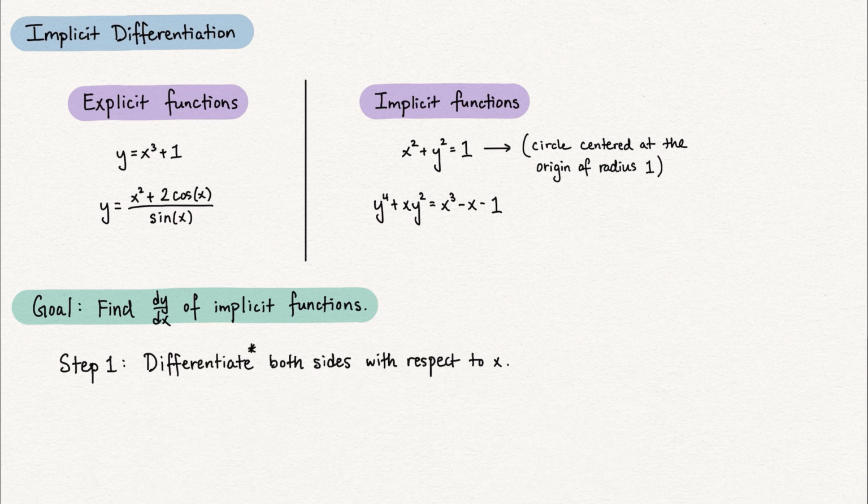Step one is to differentiate both sides of our implicit function with respect to x. And I'm going to leave an asterisk on differentiate because there is a nuance in how we differentiate something about our implicit functions. And I'm going to talk about that once we get to the examples. And then step two is to solve or isolate for dy by dx. Okay, so now let's take a look at a few example problems because I think that's honestly the best way to learn how to do implicit differentiation.